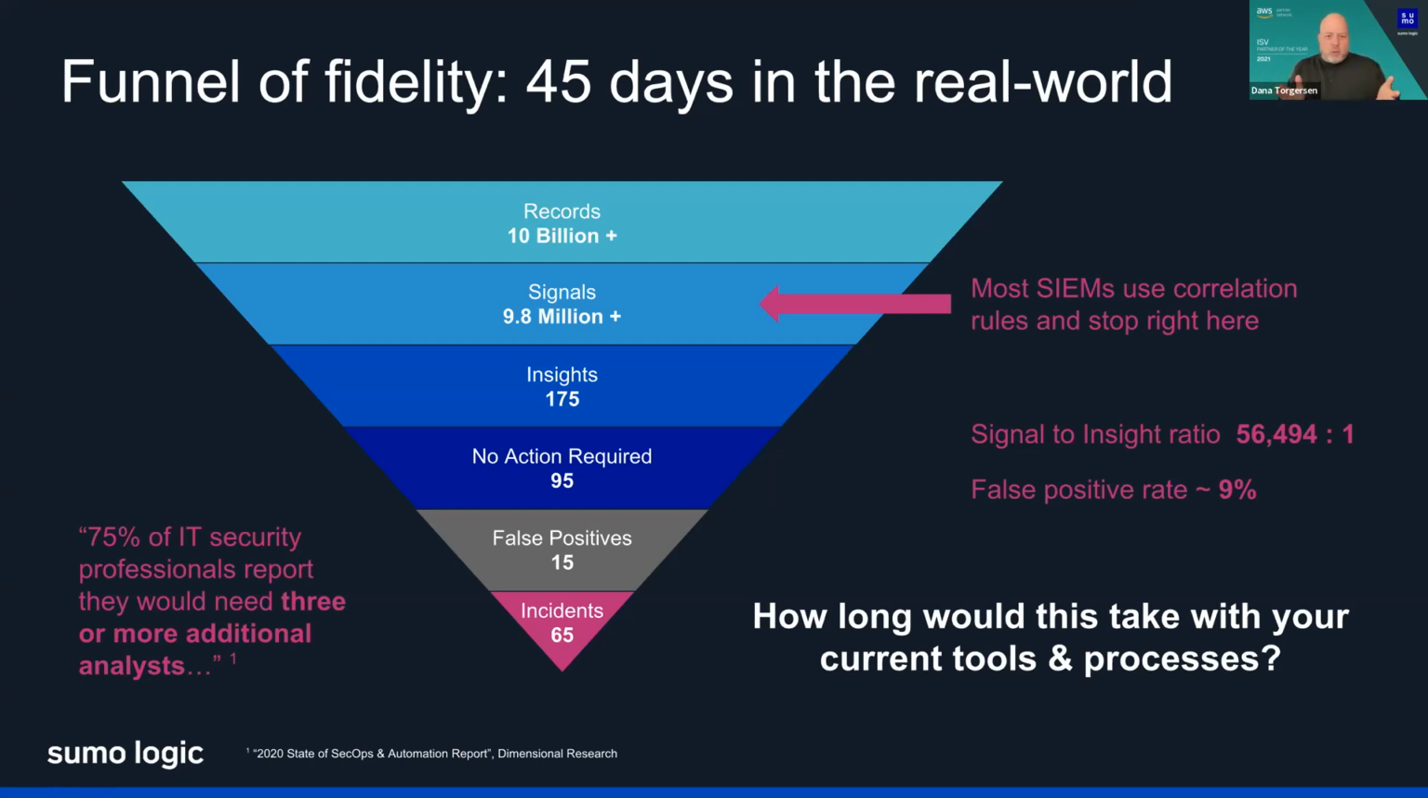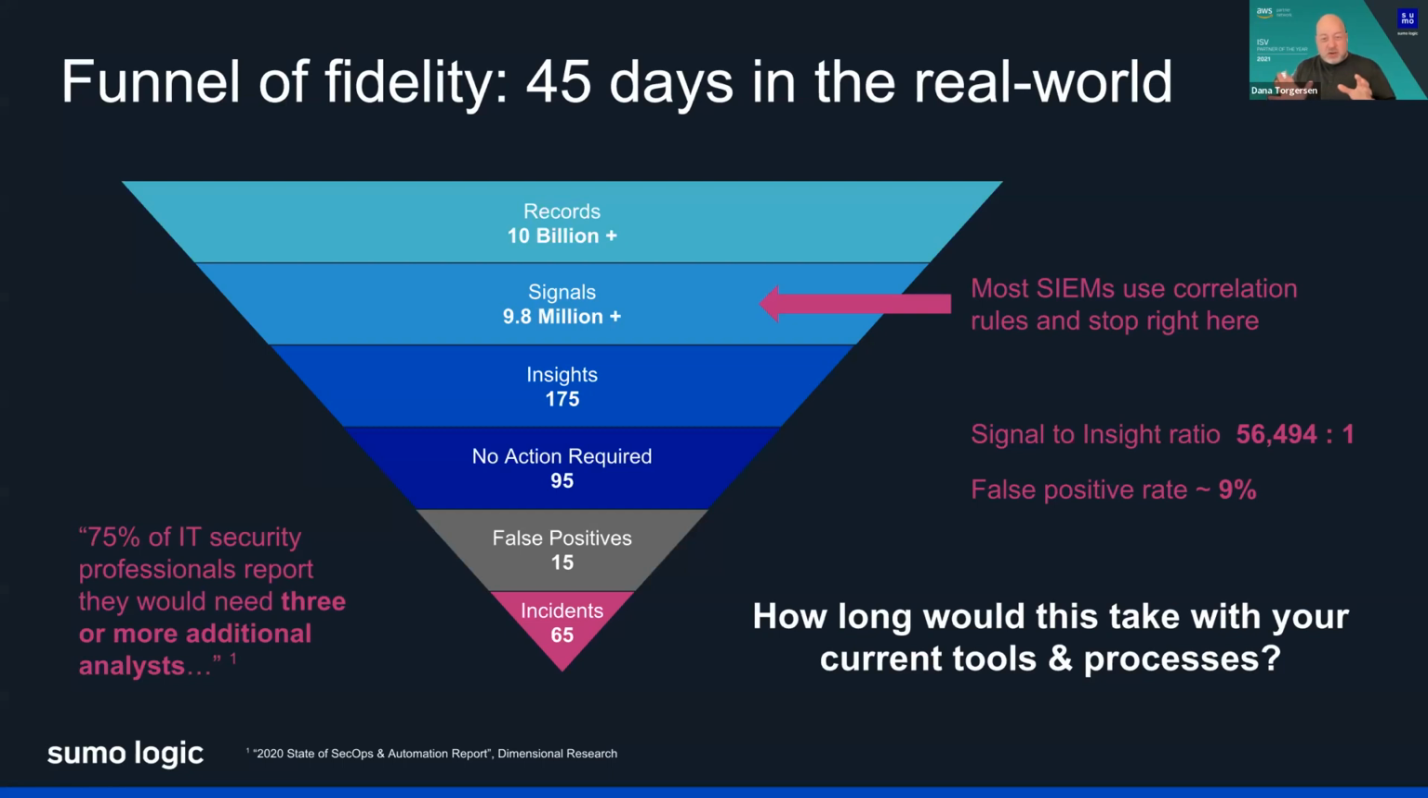And on top of this, we offer that exabyte cloud scale and dramatically improve the signal to noise ratio for customers. And in fact, this organization that I'm showing here actually witnessed a signal to insight ratio of 56,494 to 1. And that led to 175 insights, of which they validated 65 incidents over the course of that 45 days.